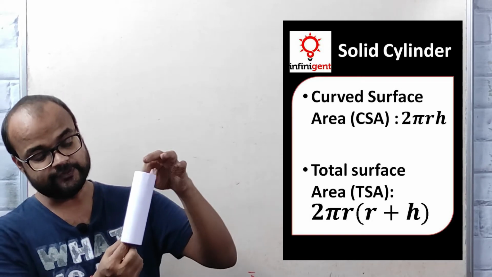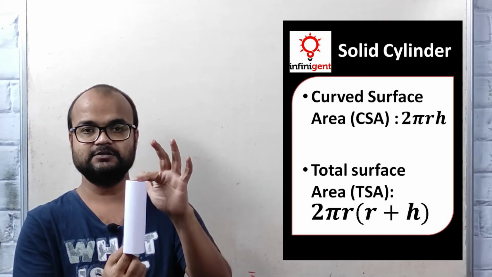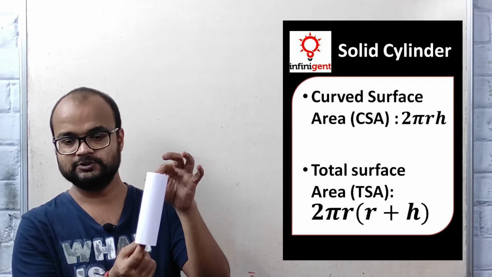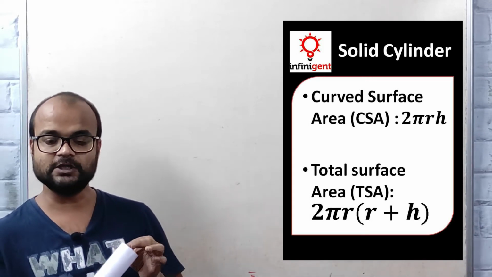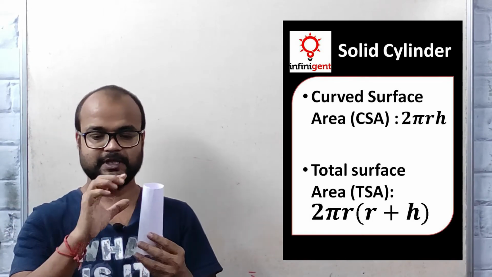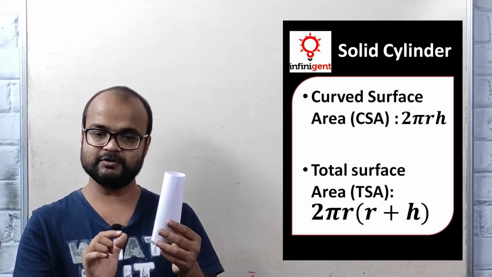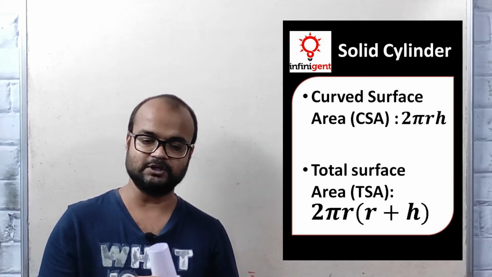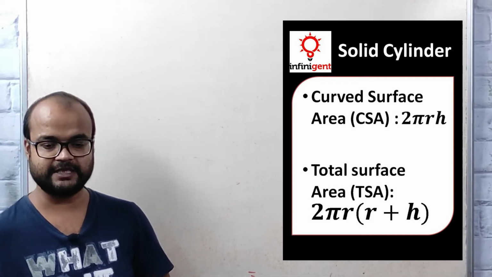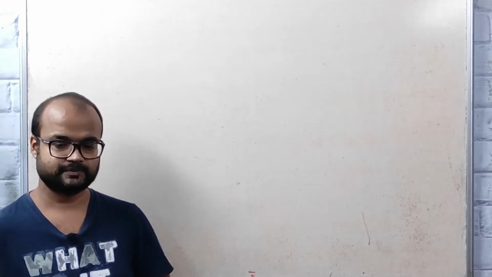And if along with this curved surface area you add a circle at the top and one circle at the bottom, then you will get the total surface area. So 2 pi rh and pi r square plus pi r square, which is 2 pi r square. So if you take 2 pi r common, then you will get the formula of total surface area, which is 2 pi r into (r plus h).